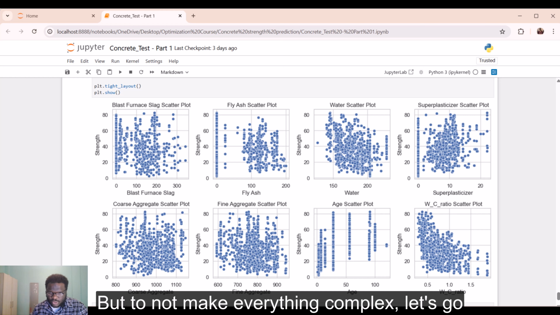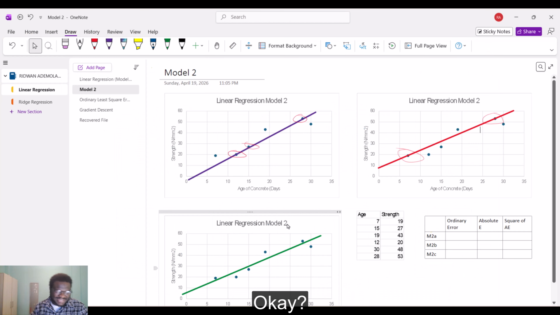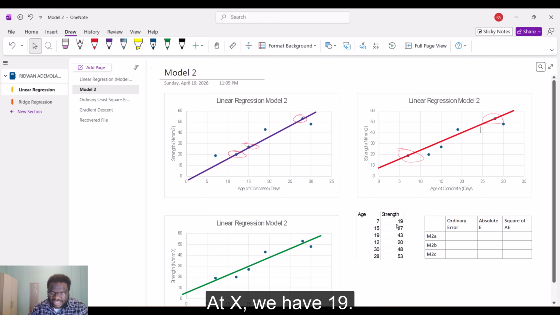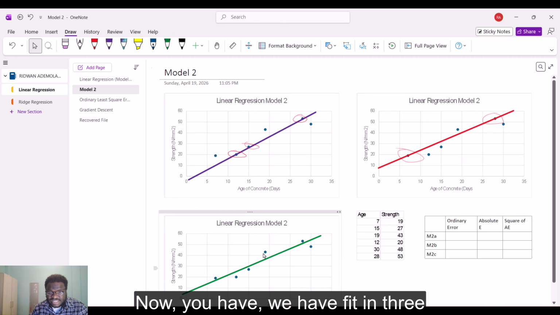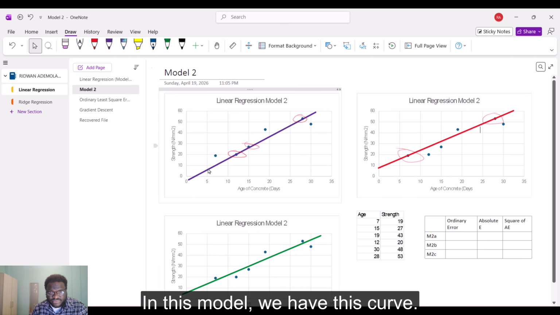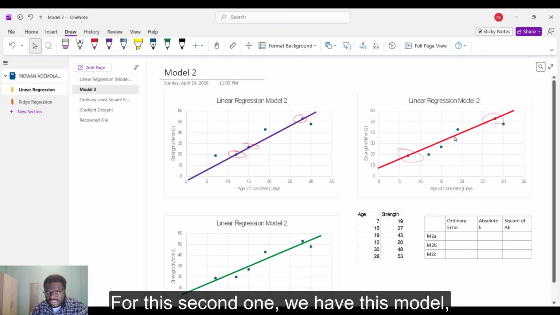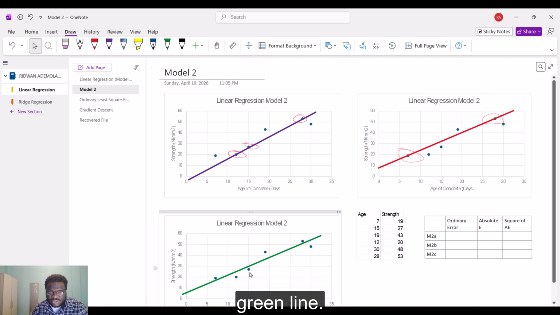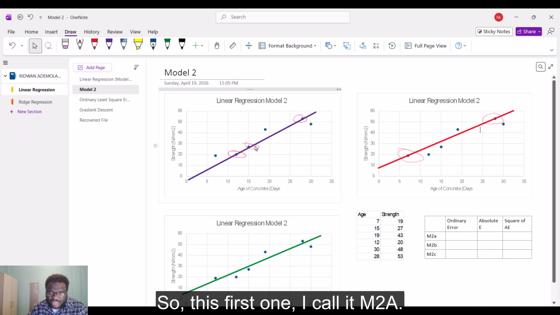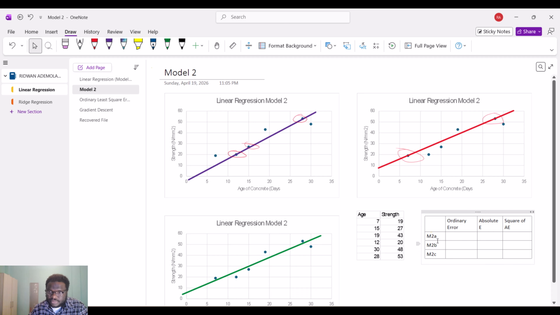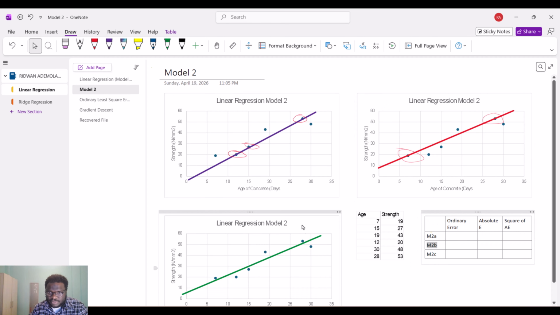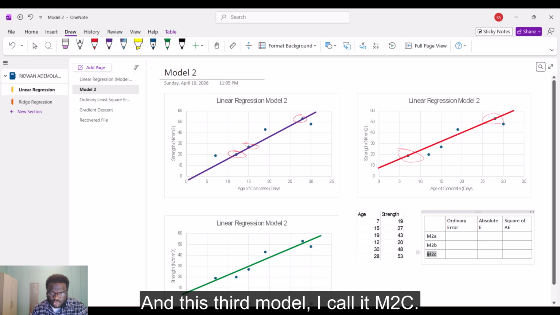But to not make everything complex, let's still go to what is not real life. So in here now, let's say we have this data. This is simply the data. At X, we have 19. At 15, we have 27, and all of this. Now we have fit in 3 different models. In this model, we have this curve. For this second one, we have this model, which is the red line. And for the third one, we have this green line. So this first one, I call it M2A, this first model. This second model, I call it M2B. And this third model, I call it M2C.